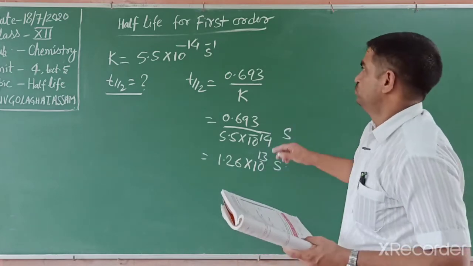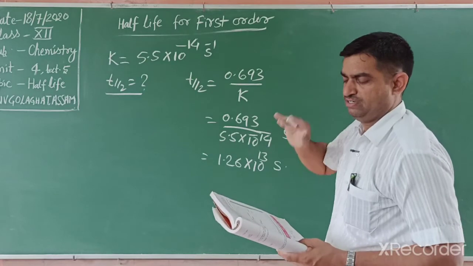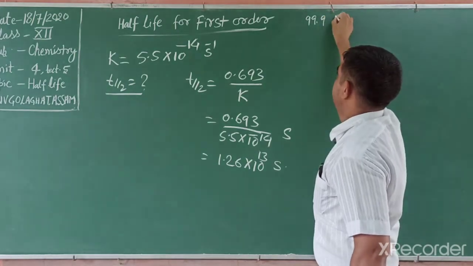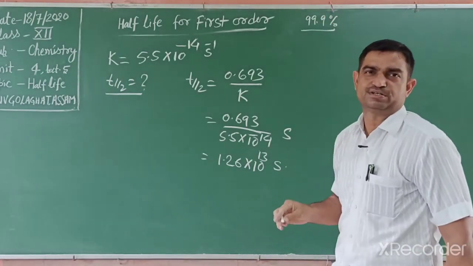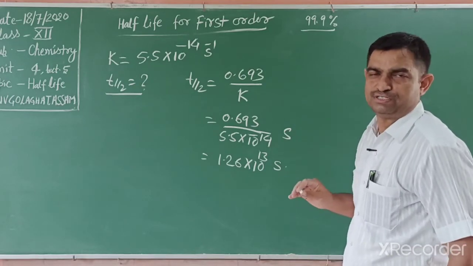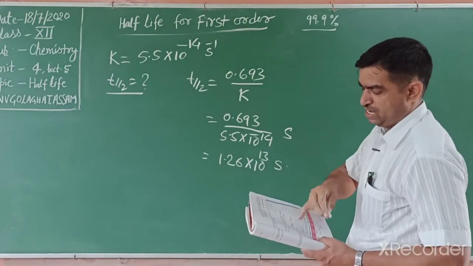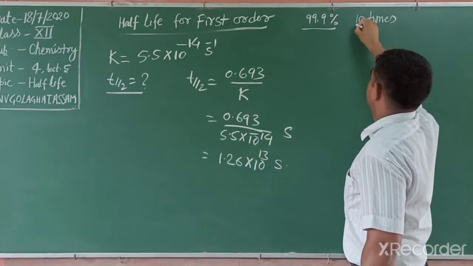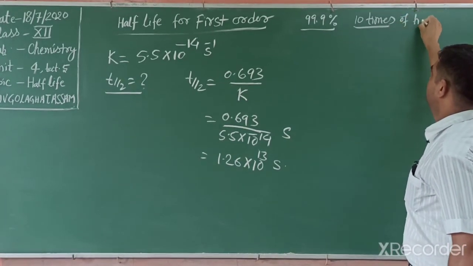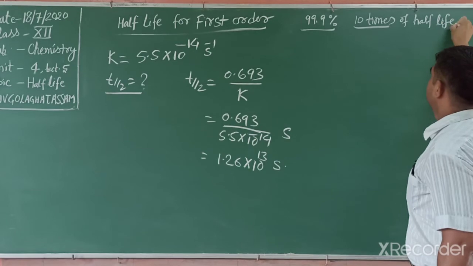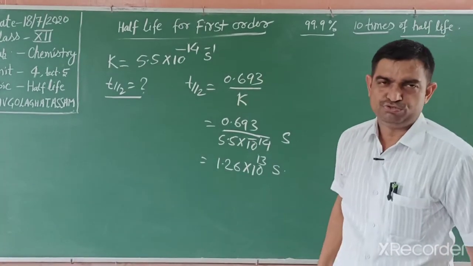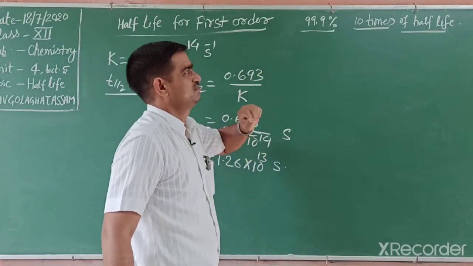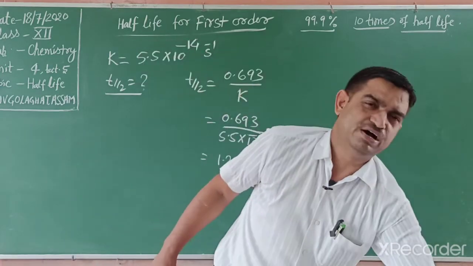Question is this: show that in a first order reaction, the time required for 99.9% completion of a reaction is 10 times the half-life. So students, how can we solve this numerical?